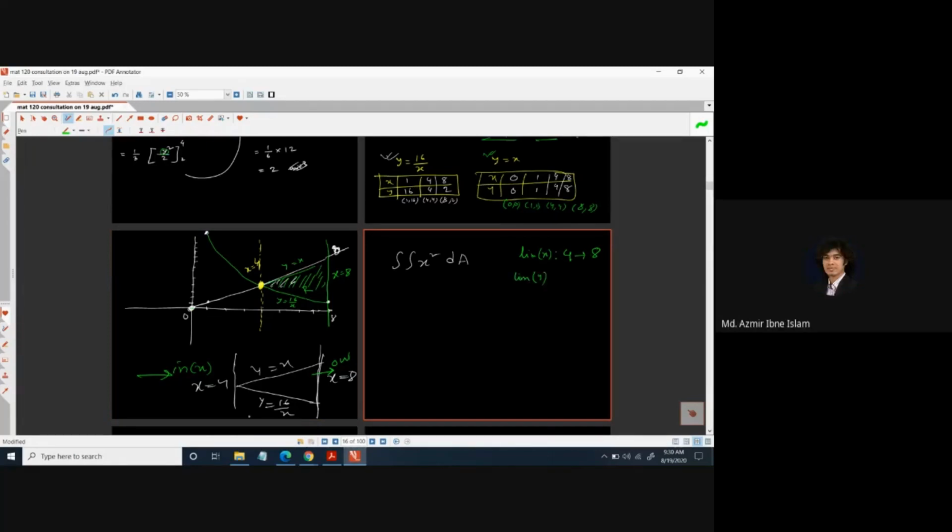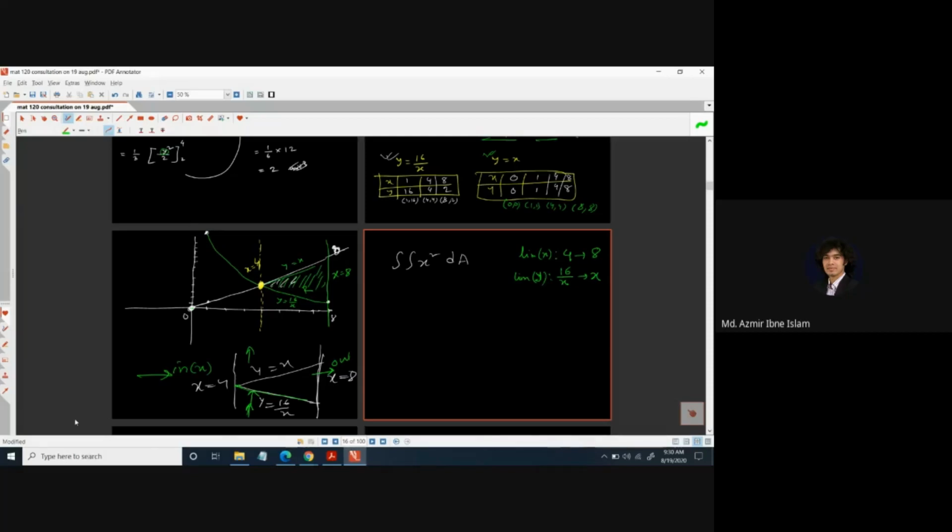For the limit of y, we have to look from bottom to top, that means vertically downward to upward. So at first, which curve is coming? Y equal to 16 by x. So for the y limit, 16 by x will be the lower limit, and the upper limit will be y equal to x, right? So finally done.